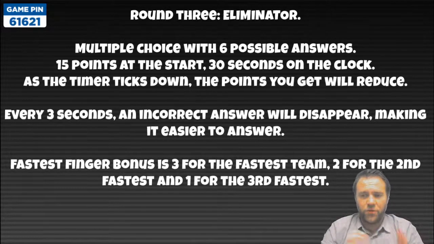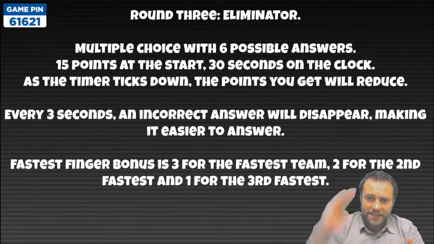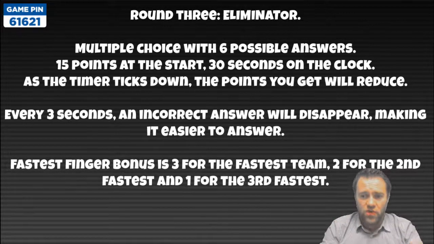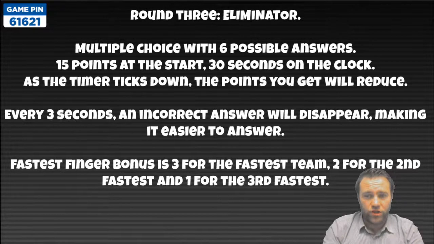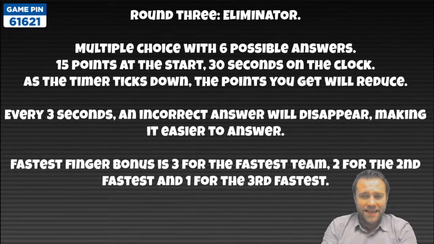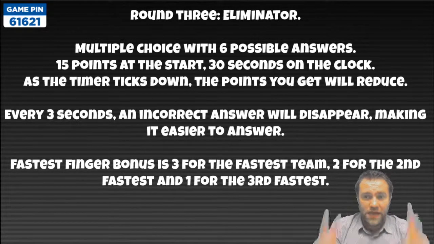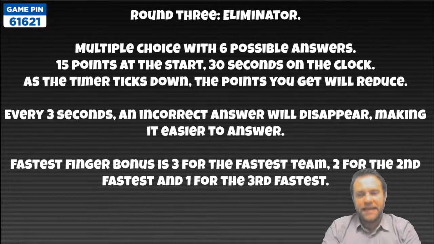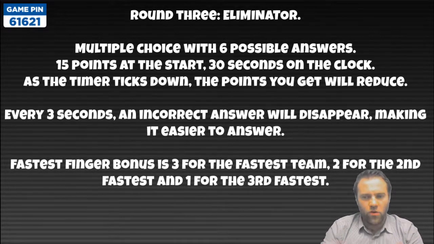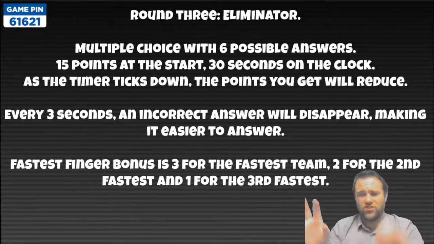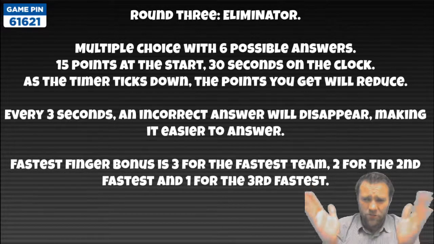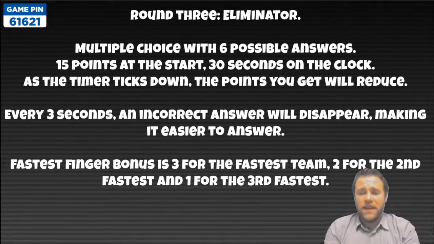And there's 15 points available at the beginning of the clock, 30 seconds on the timer, and as the timer ticks down, the amount of points that you get if you get it right will reduce. But every 3 seconds, an incorrect answer will disappear or be eliminated, making it easier to answer. So the longer you wait, the easier it gets, because all the wrong answers just disappear and you're left with only 2 to choose from. However, the longer you leave it, the less points you get.